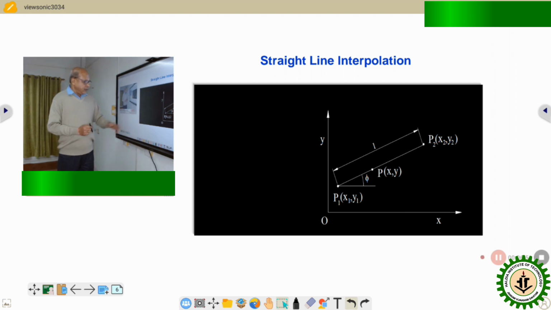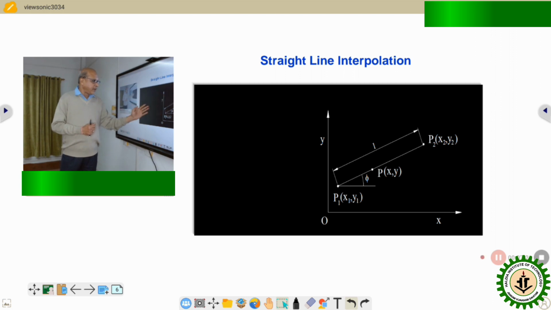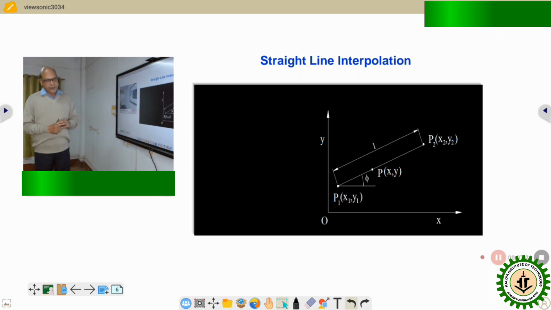So the tool is supposed to move from the point P1 having coordinate x1, y1 to reach the point P2 having coordinate x2, y2, and the inclination of the P1, P2 line with the x-axis is say phi. We have considered an intermediate point P having coordinate x, y that lies on the line P1, P2. So the point P divides the entire line into two segments. One is P1P, another is PP2.